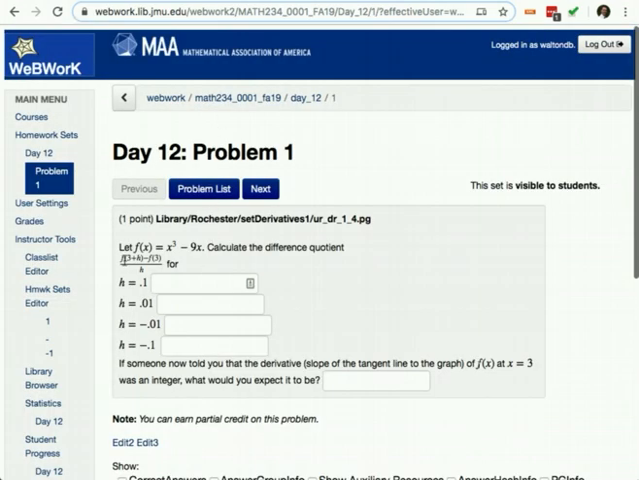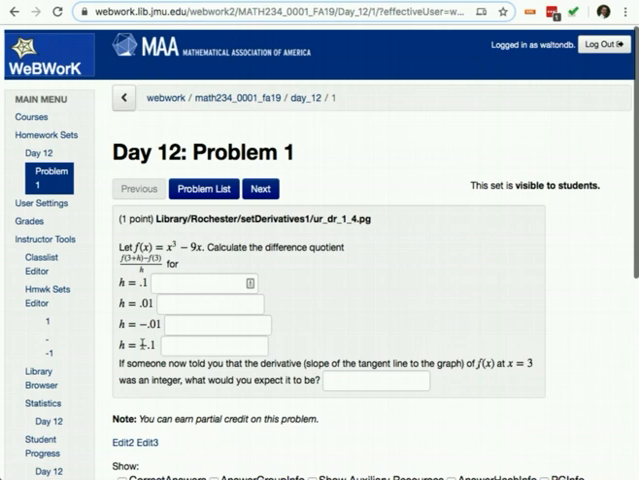And it says calculate the difference quotient, and the difference quotient is another name for the slope of the secant line, so the average rate of change. So we're going to calculate this difference quotient, the average rate of change, f at 3 plus h, that's my second point, minus f of 3, divided by delta x, which is h. So that's the slope of the secant line. And it has 4 values of h that we want to do.